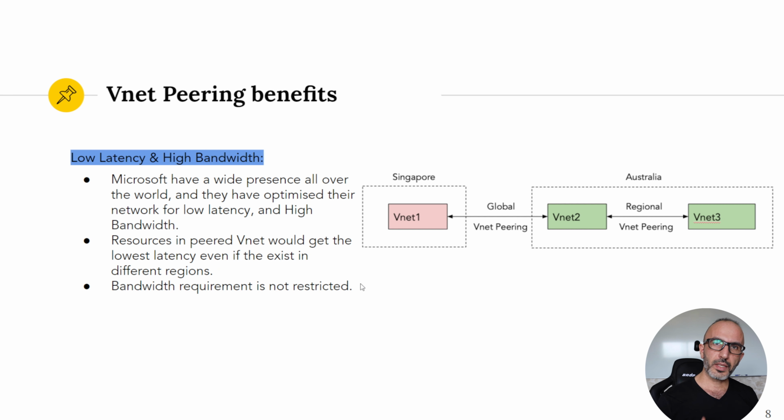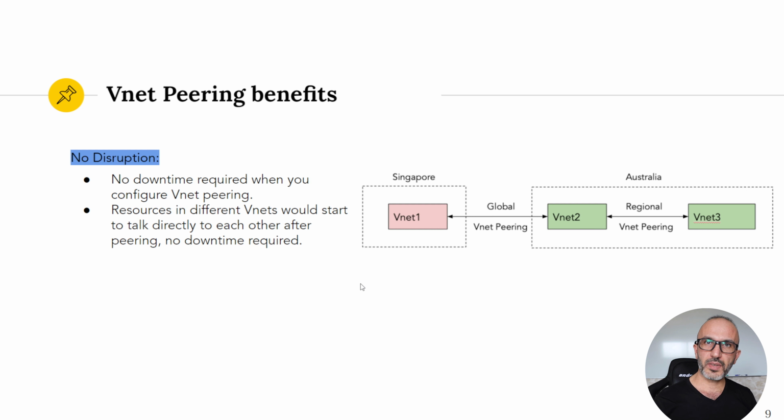The other use case is that if you want to have low latency between resources in your different VNets and you don't want to worry about bandwidth requirements, you would use VNet peering because the Microsoft backbone is highly optimized to provide you with low latency without having to worry about bandwidth requirements. And finally, VNet peering is not going to cause a disruption to resources you have in different VNets. So when you peer those VNets, this is not going to cause downtime to the resources in those VNets. They will start to talk directly to each other.